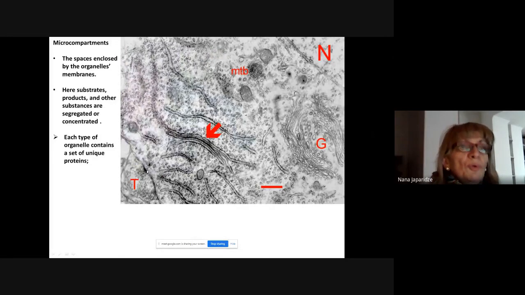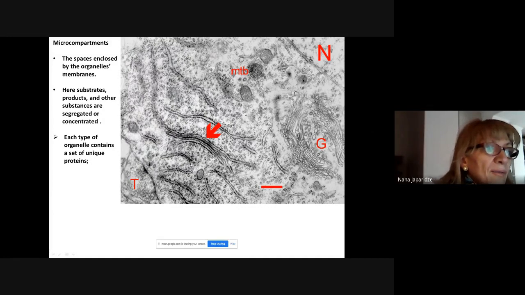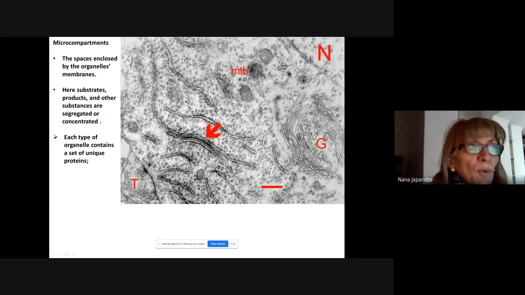This is a much higher magnification. That is why you see, look, this is rough endoplasmic reticulum, this one here too, this one, polysomes free floating in the cytoplasm and also attached to the surface. Look, these dark dots, they are ribosomes which are attached to the surface of rough endoplasmic reticulum.